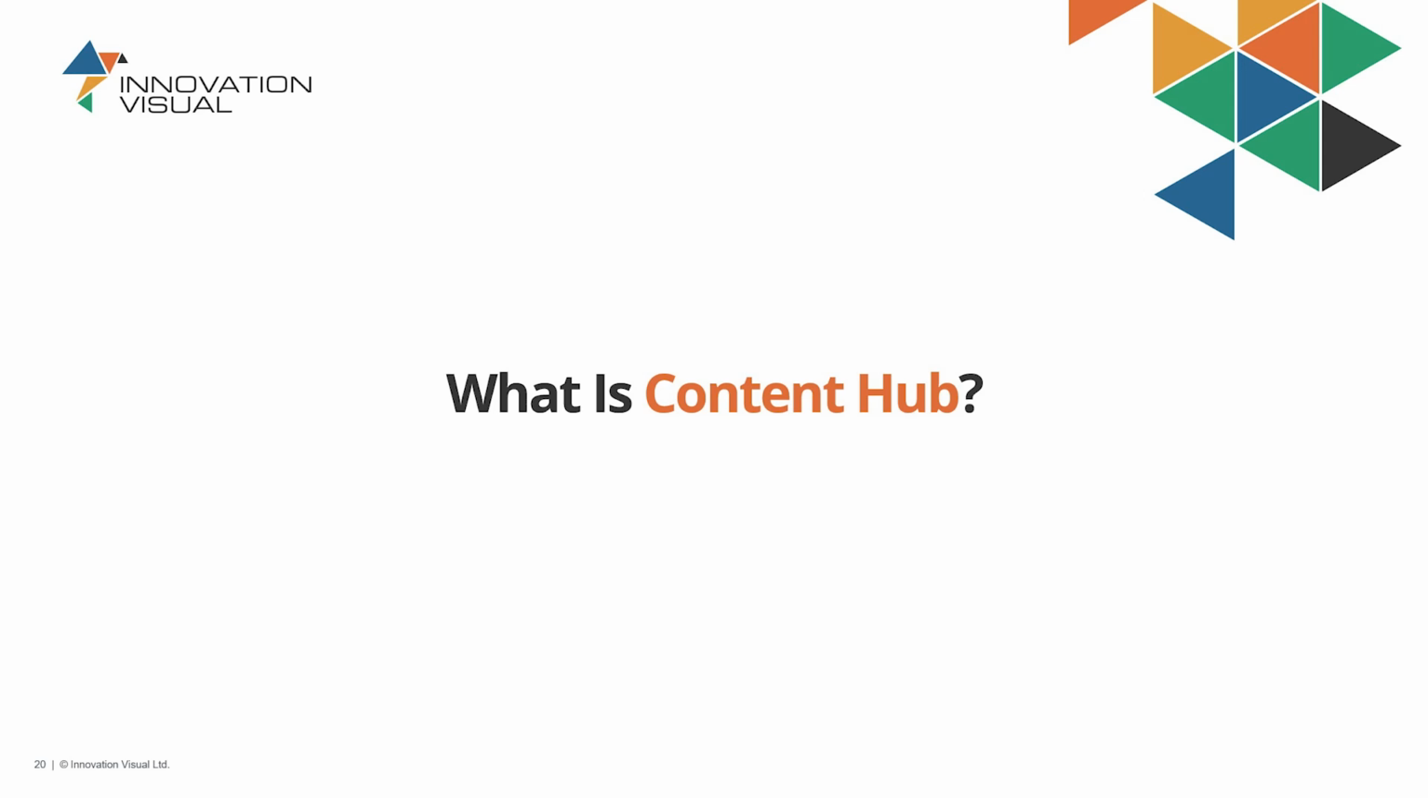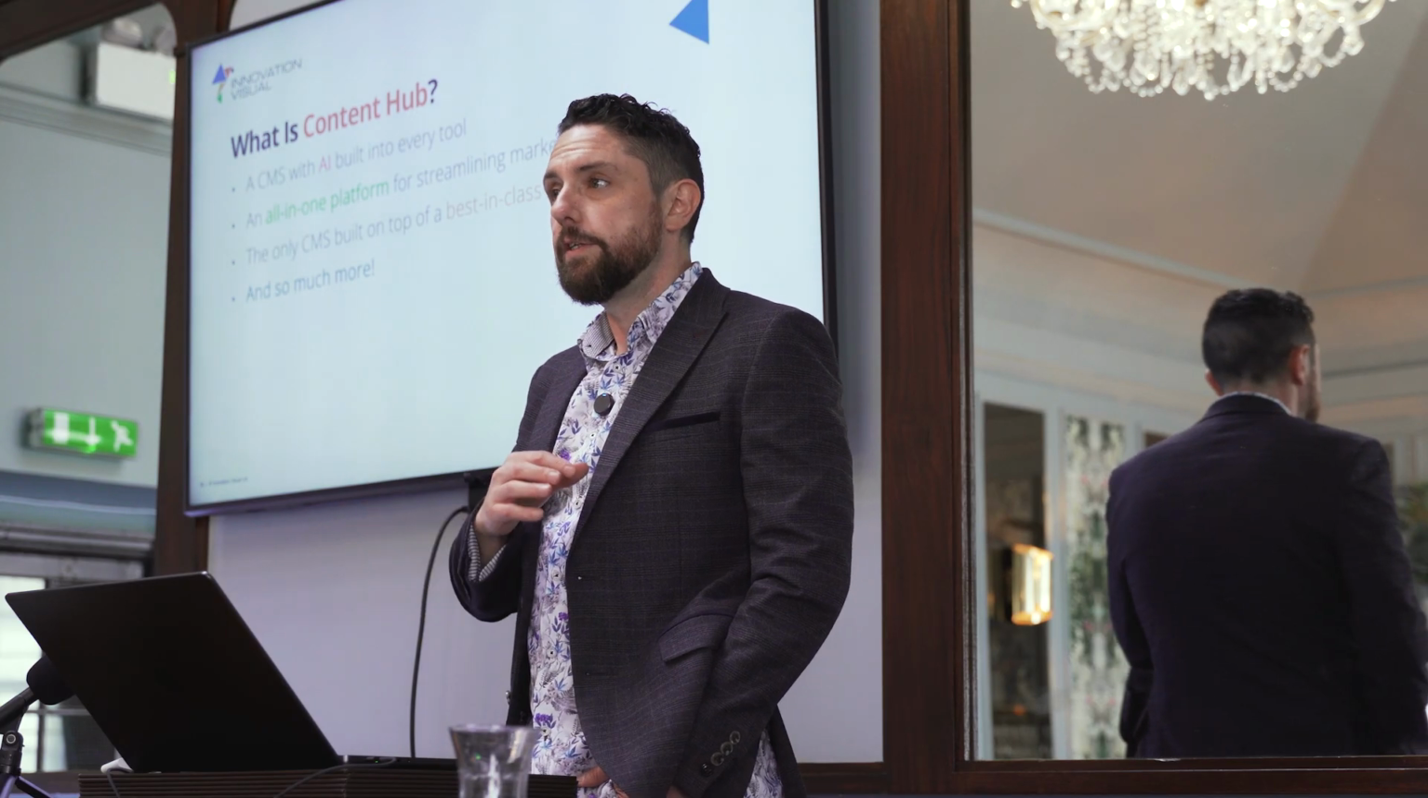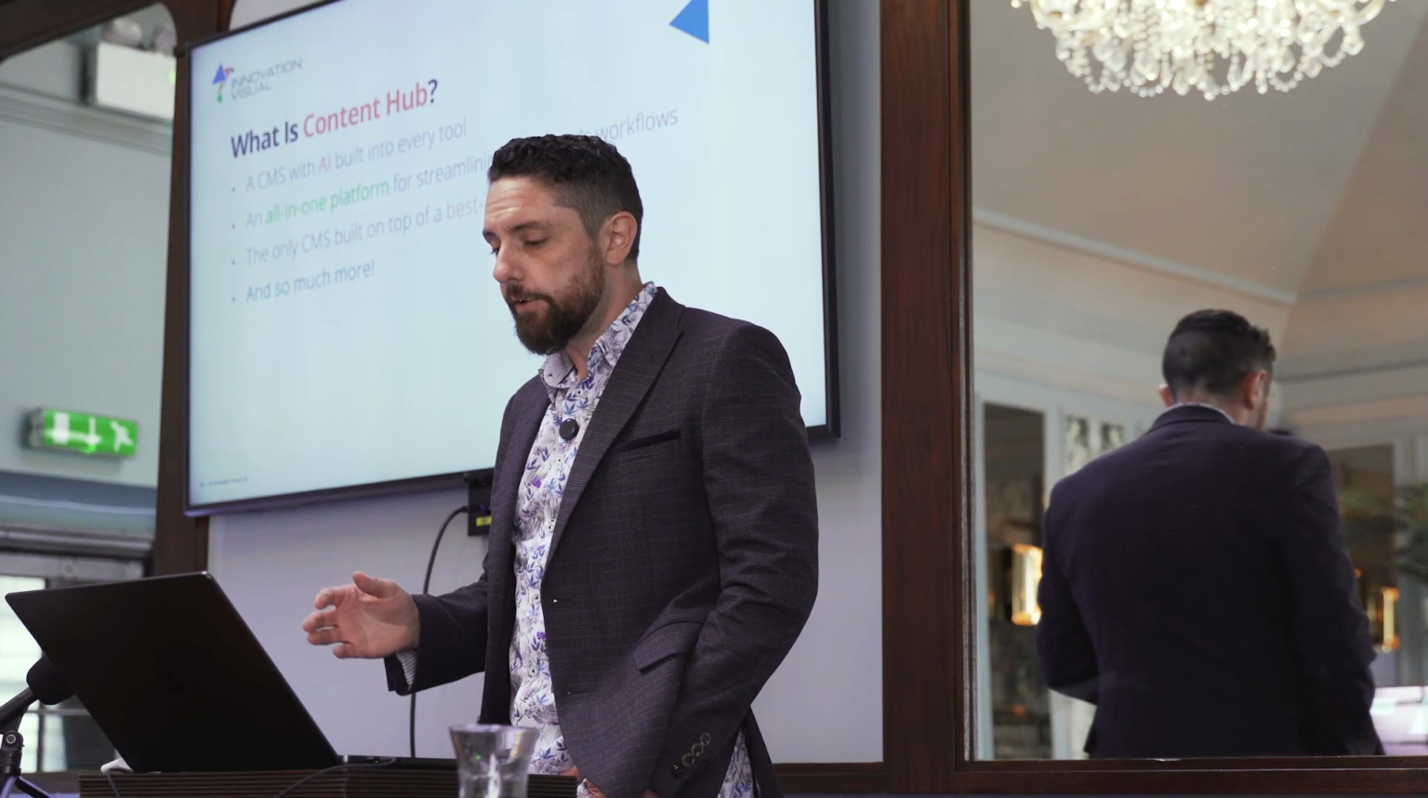So if we go back to where we started and ask, what is Content Hub? It's a CMS with AI built into every tool. It's an all-in-one platform for streamlining marketers' workflows. It is the only CMS built on top of a best-in-class CRM, and it is so much more. There's so much more, in fact, that we couldn't possibly talk about this and get through it all. We could probably do this for the rest of the session and still only scrape the surface.